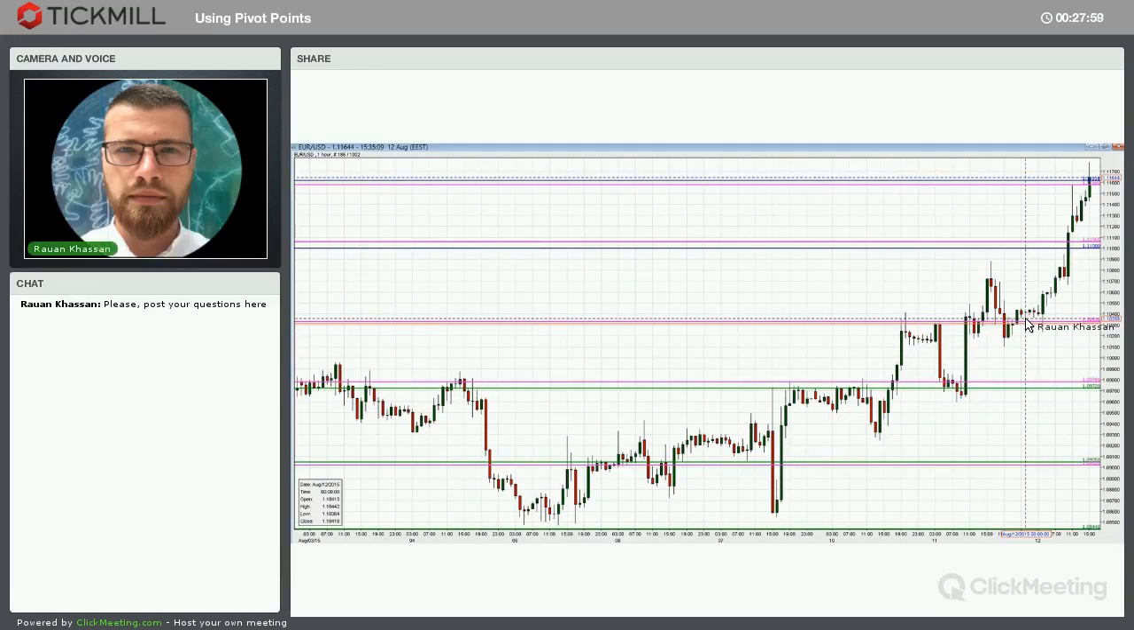So in general, if you see that current price stays above pivot point level, it would mean that the overall market sentiment is in favor of bulls. In case you see that price is holding below the pivot point level, the market sentiment is in favor of sell trades.